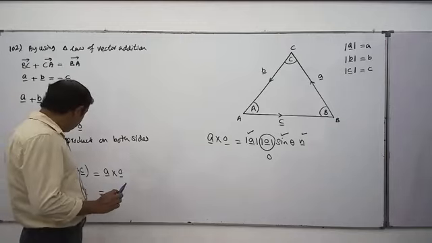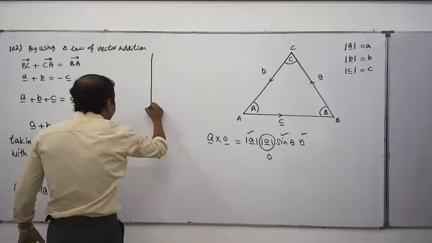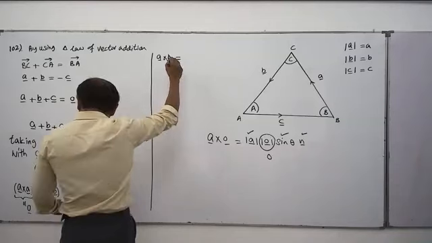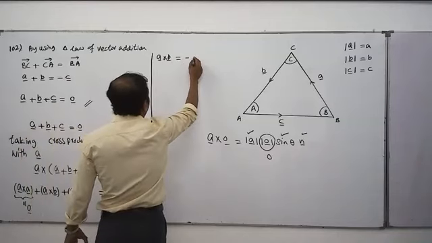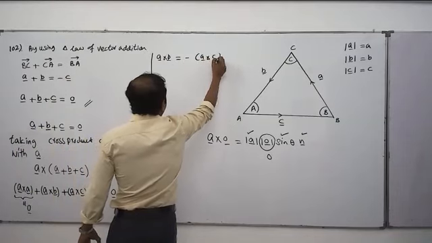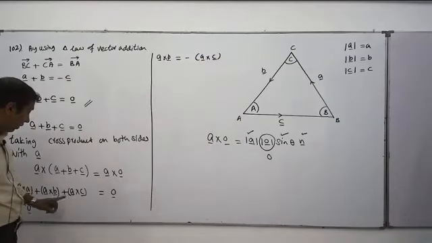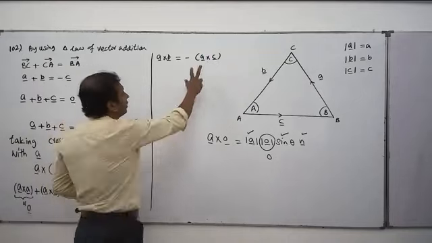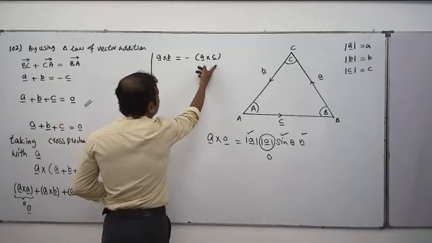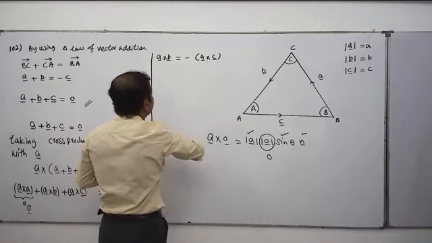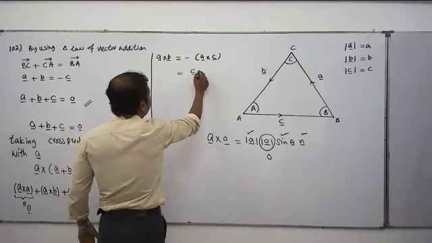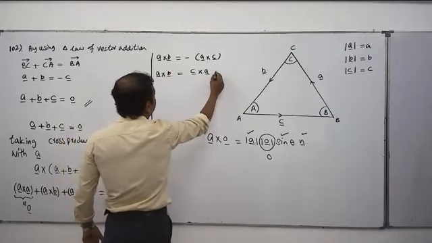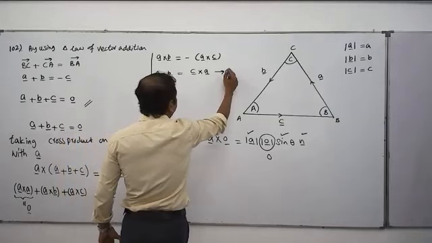Taking this A cross C to the right hand side, what I get is A cross B equals minus A cross C. People, we can interchange the order of the letters, then another minus sign comes. That minus and this minus together make plus. It is C cross A. A cross B is C cross A, this is number 1.